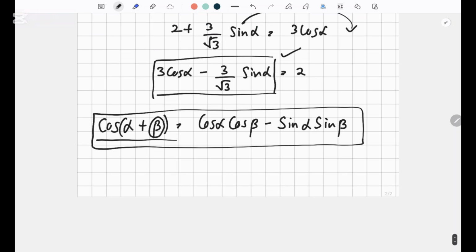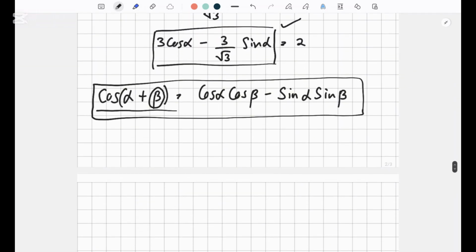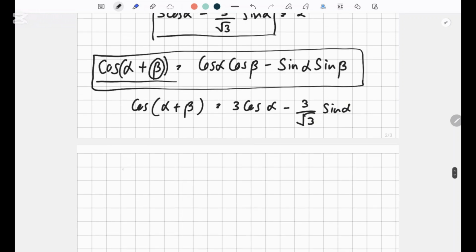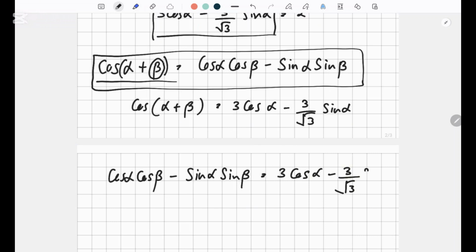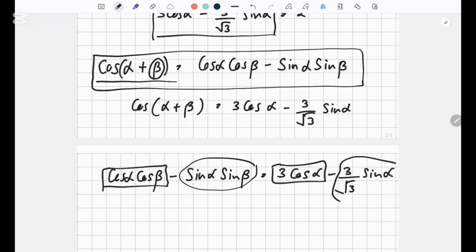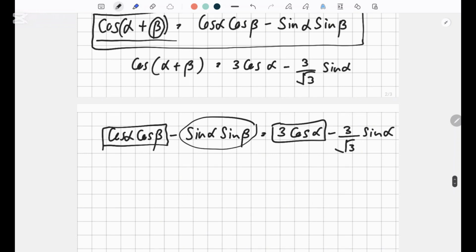So what you do is, you write cos(alpha plus beta) equals 3 cos alpha minus 3 root 3 sine alpha. And then you write cos alpha cos beta minus sine alpha sine beta equals 3 cos alpha minus 3 root 3 sine alpha. Okay? And then you consider this with this and this with this. Okay?